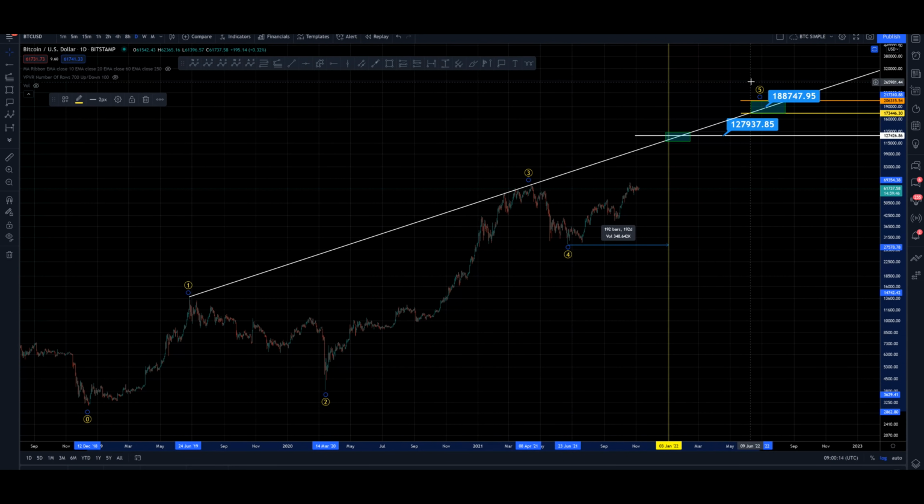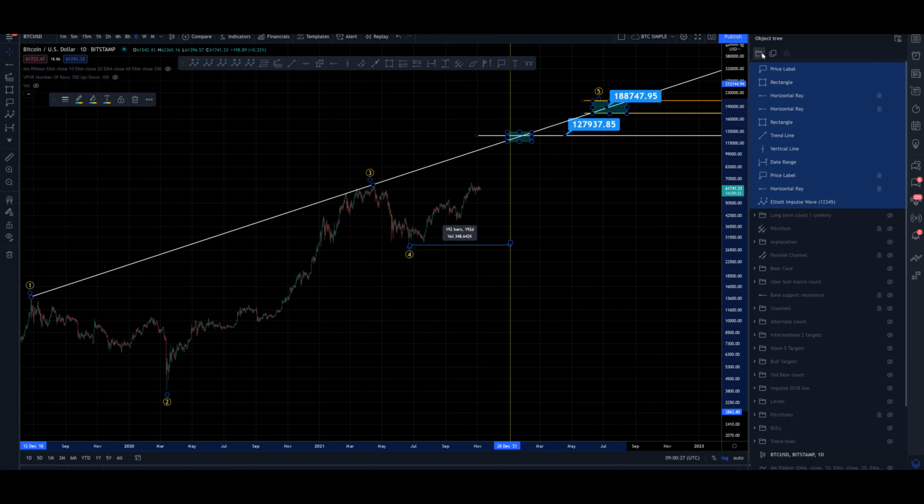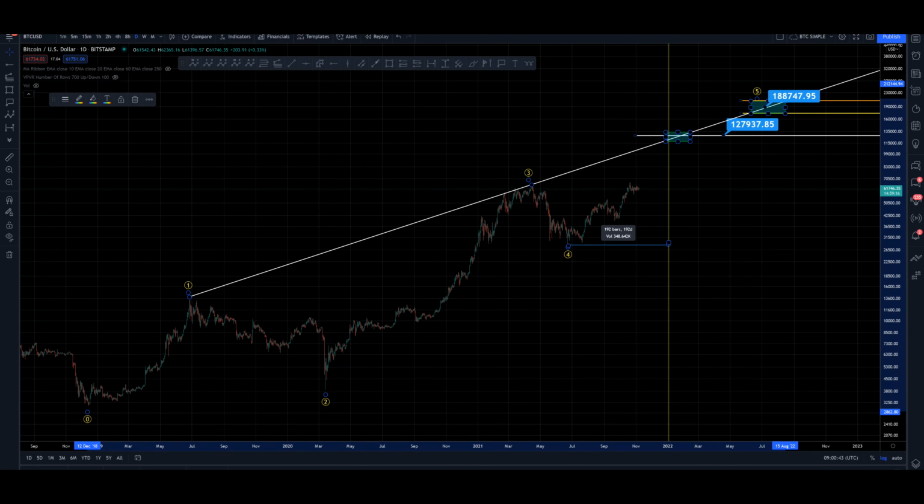My primary count is this on the long term, these two targets, and we're dismissing the first idea, which is the market's topped and we're going to hell in a handbasket. So what I'm going to do is save all this, and we'll call this simple long term, because it covers both ideas, doesn't it? And if I want to do a simple long term 1, I can. Okay, so that's our first idea covered.